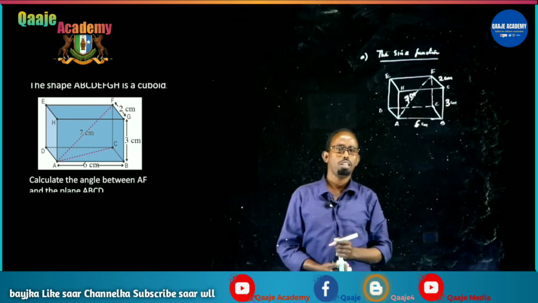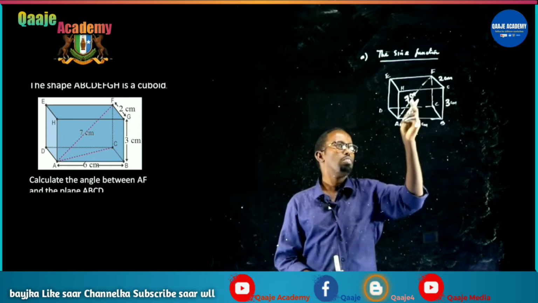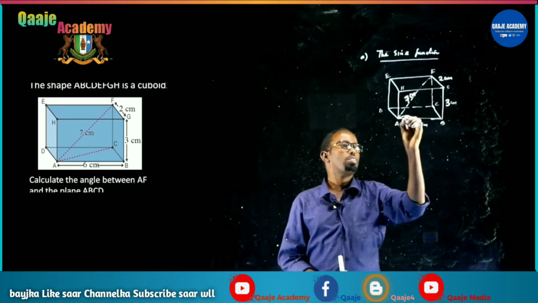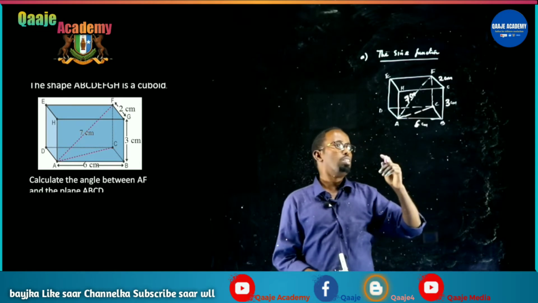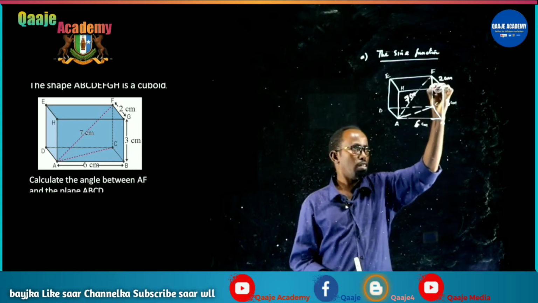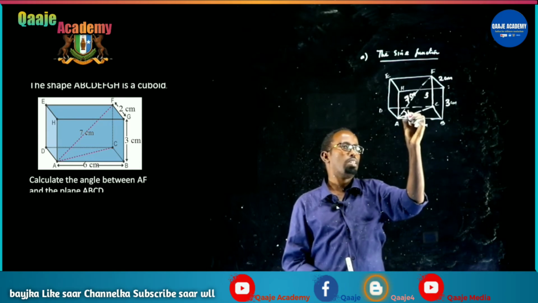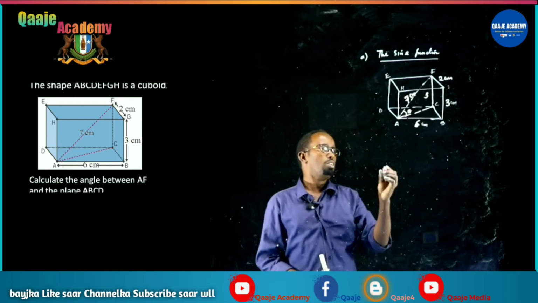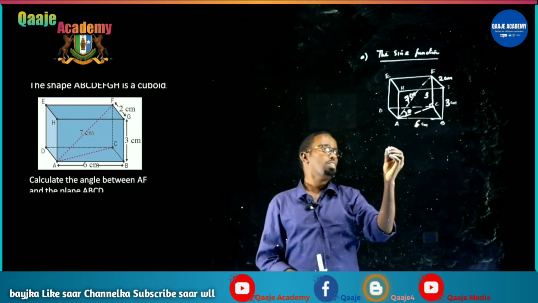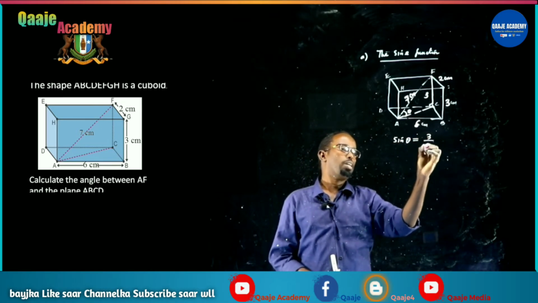You're told to calculate the angle between AF and the plane ABCD. The line AF and the plane A, B, C, and D. So just draw a line there. We know this distance is the same as this, so this line will be equal to 3. Let me call that angle theta. For theta, we will be using sine. This is a 90 degree angle, so sine theta will be equal to opposite divided by hypotenuse.